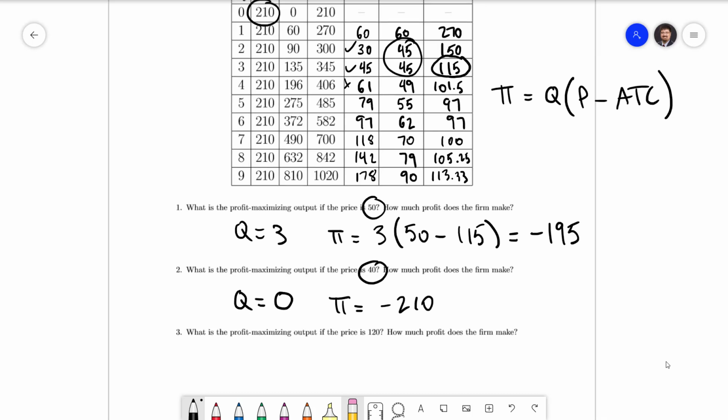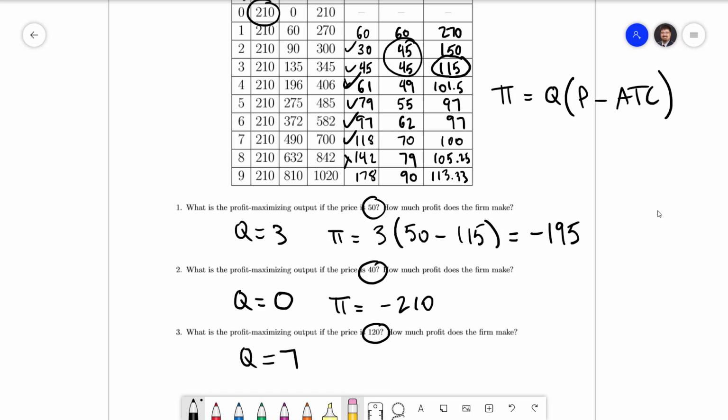For our third question, we have a price of 120. That's higher than 45, so no shutting down. We're going to go down our marginal cost column. 120 is bigger than 30, 45, 61, 79, 97, and 118, but not 142. That means we're going to stop at a quantity of 7.